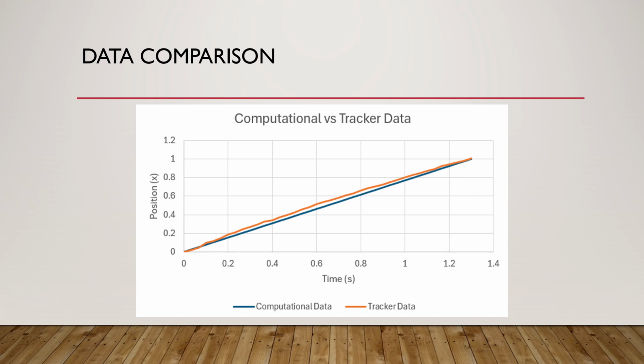When comparing data between Tracker and GlowScript, this graph shows the change in position measured by both. Although they are both very similar, the computational model is perfectly linear, while the tracker data isn't. This means that in real life, the net force wasn't exactly 0 newtons, as there were periods of acceleration and deceleration which contributed to that imperfection.